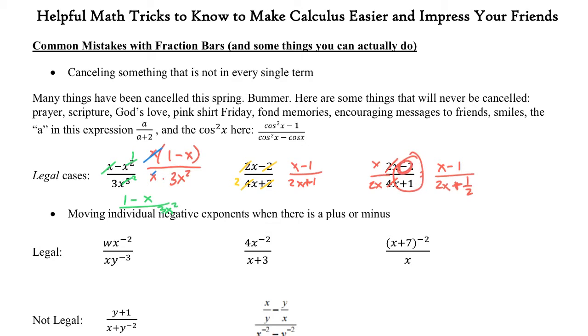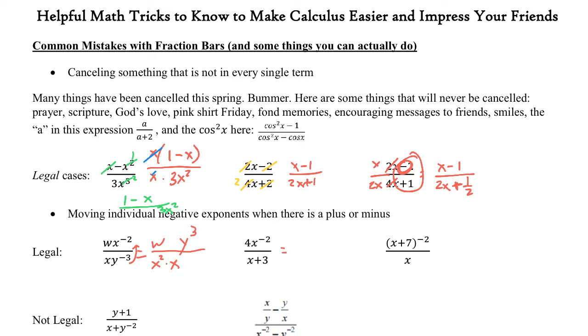Okay, another thing that people mistake is to move individual negative exponents when there's a plus or minus. Here's some legal moves. When you've just got a bunch of times, then sure, you can move that to the bottom, so x squared. There was already an x down here, so I could make that an x cubed on the next step. And then this y to the negative 3 can come up here as y to the 3. Totally legal. And again, you can make that x cubed on bottom.